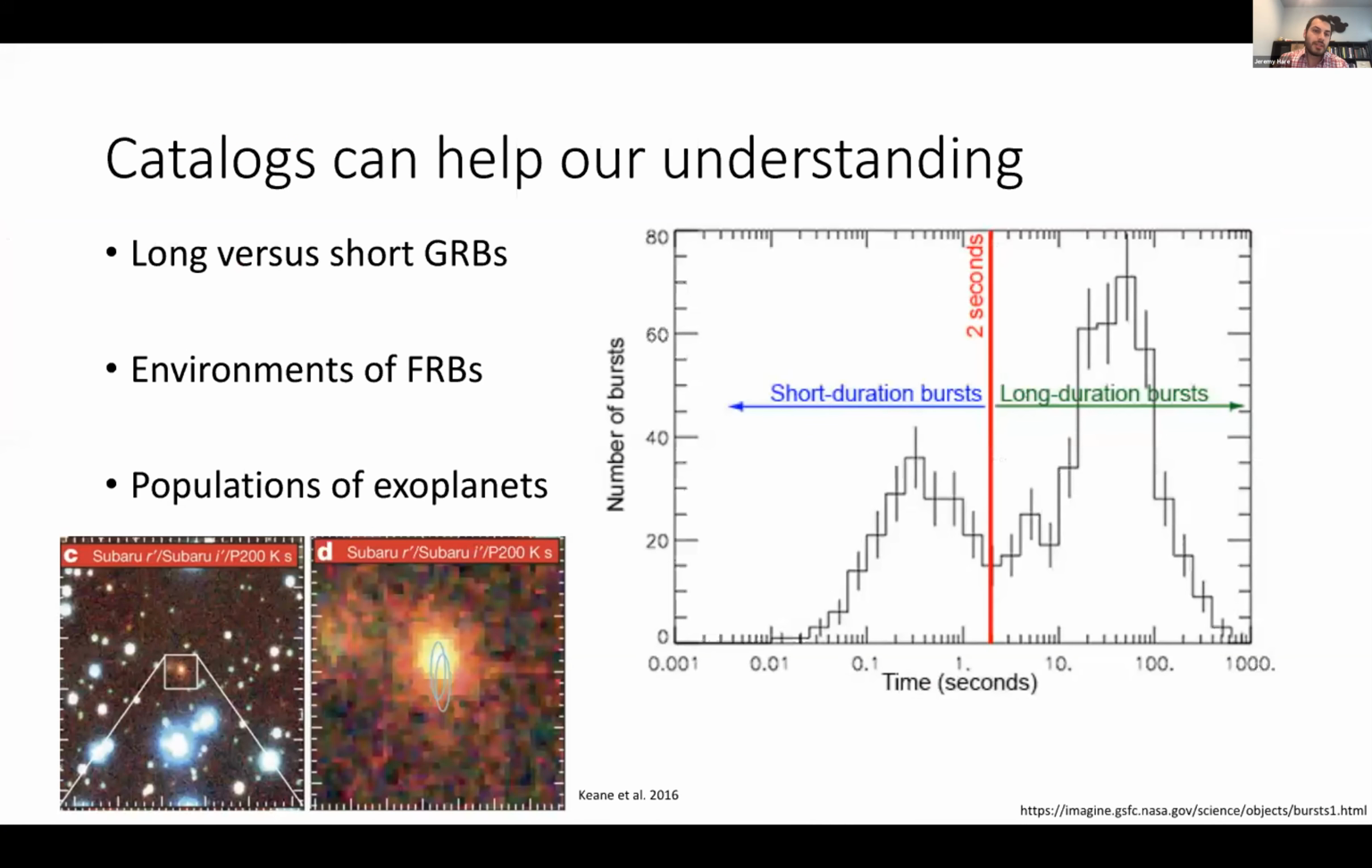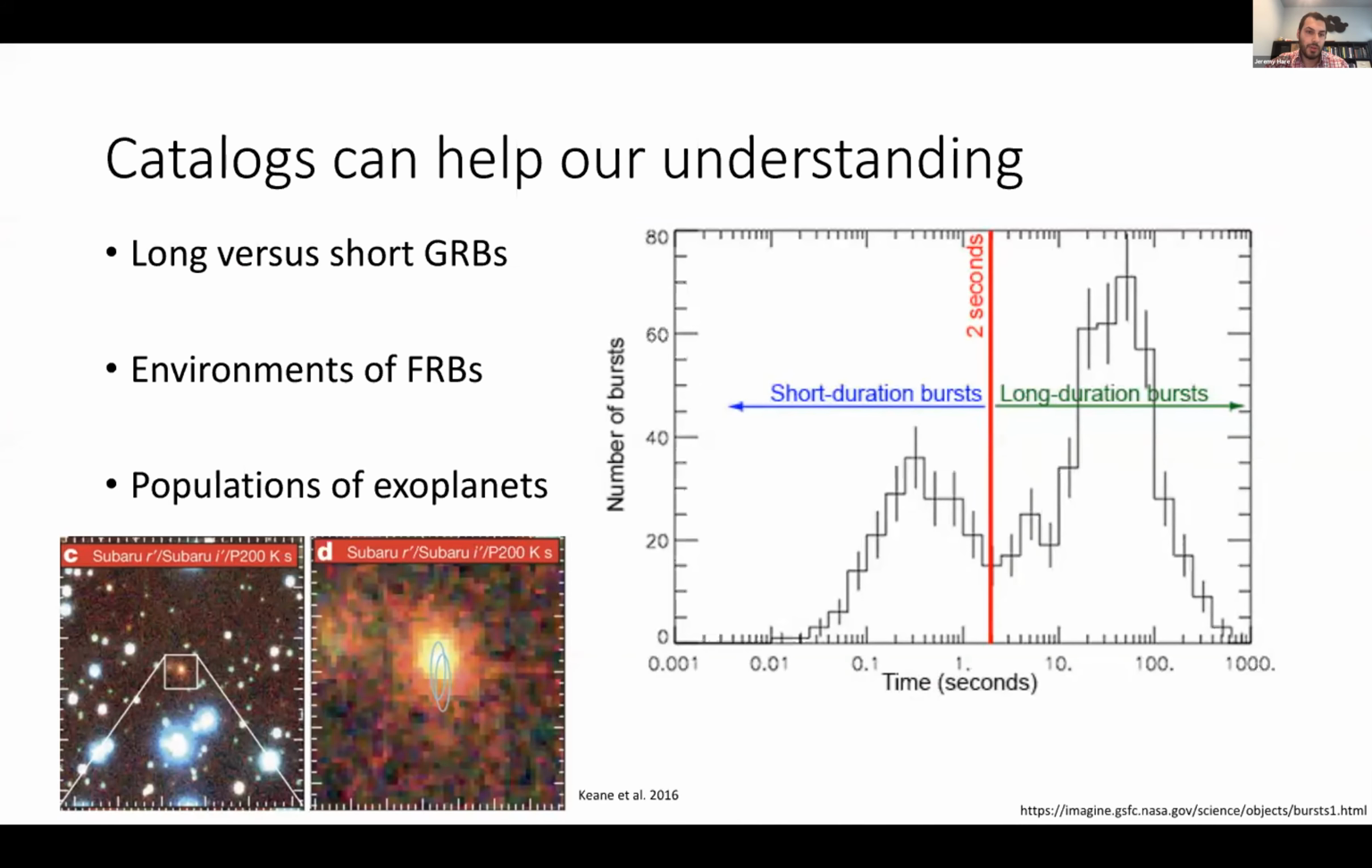And there's good reason for this. Catalogs eventually help our understanding. And some examples of this are, for instance, the gamma ray bursts, which as more and more were cataloged and their durations mapped, we were able to understand that there are actually two populations of long and short duration bursts, which have different physical underlying mechanisms driving the emission.